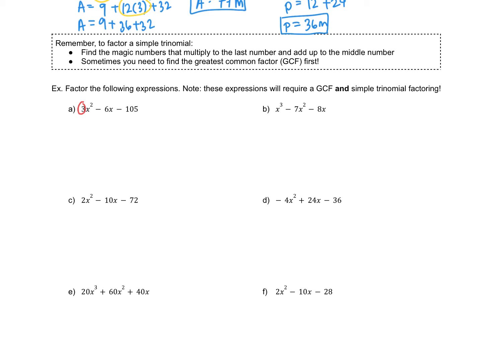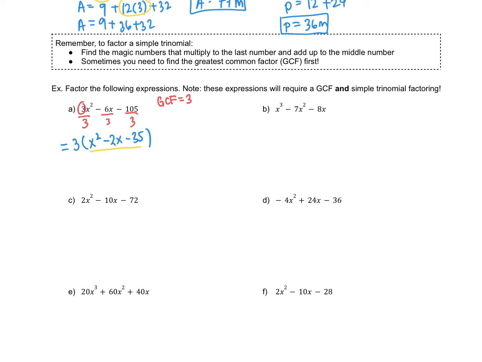6 divided by 3 works, and 105 divided by 3 works. So we're going to take out a 3. Now in terms of the variable, they don't all have an x in common, so I can't do that. Just a reminder, once we've selected our greatest common factor, we're going to divide it out, and make sure to write that GCF out in front. 3 divided by 3 is 1, so now we just have a nice 1x squared, which is the goal. Negative 6 divided by 3 is negative 2x, and negative 105 divided by 3 is negative 35.